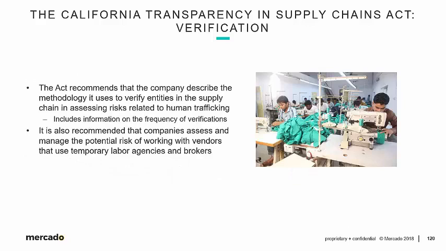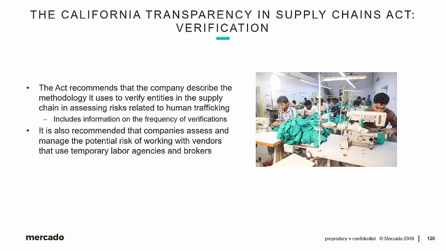Another slide on verification. The Act recommends that the company describe the methodology it uses to verify entities in the supply chain in assessing risks related to human trafficking. The theme, once again, is about disclosure. What is a U.S. importer doing to eradicate forced labor? Well, that requires, or at least a recommendation is made for the company to describe its methodology. How does it go about doing things related to the eradication of forced labor? That includes, as we see in the sub-bullet here, information on the frequency of verifications. How many times in a year does a U.S. importer engage in these verifications?